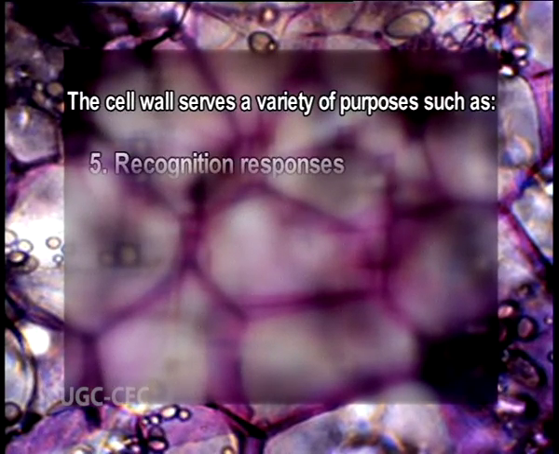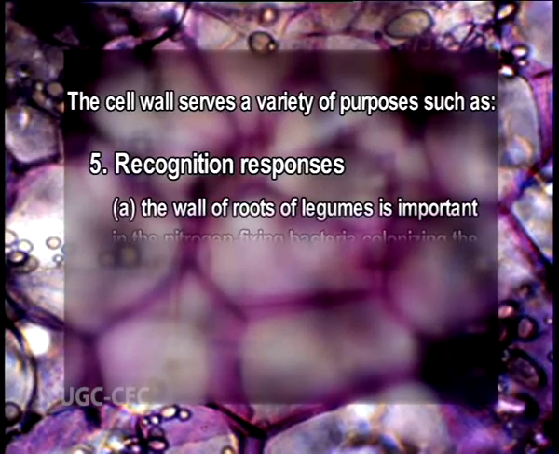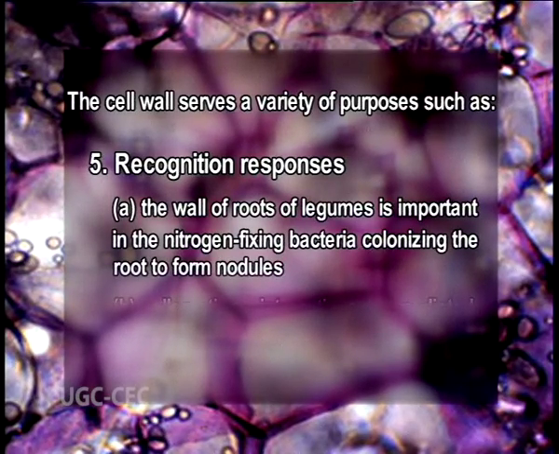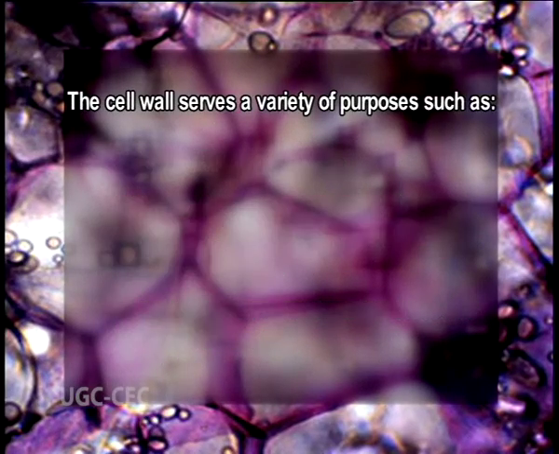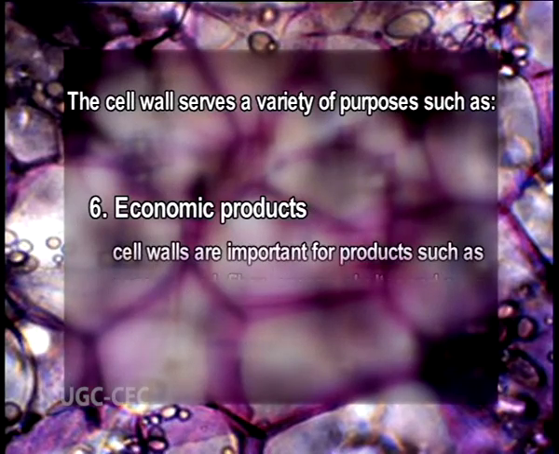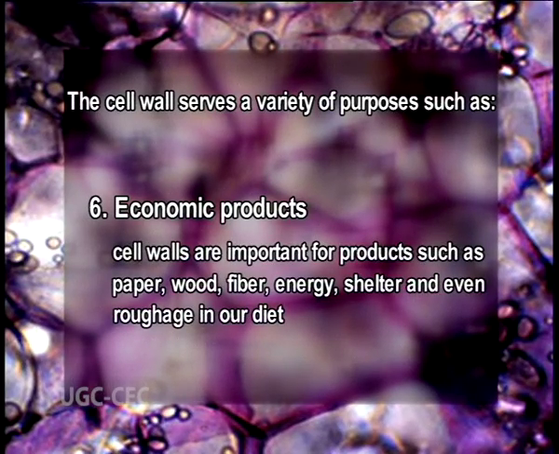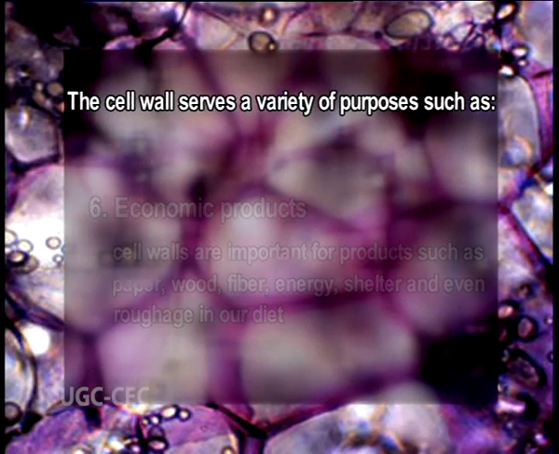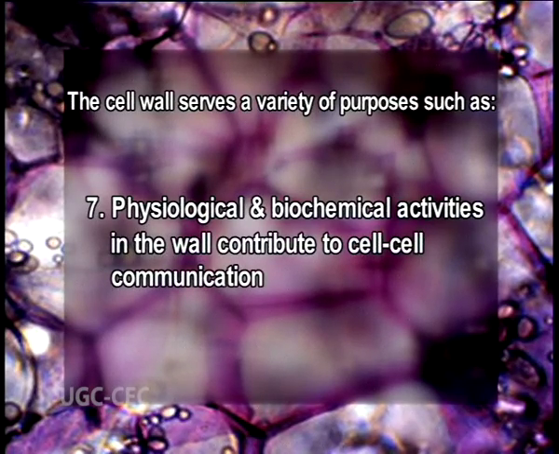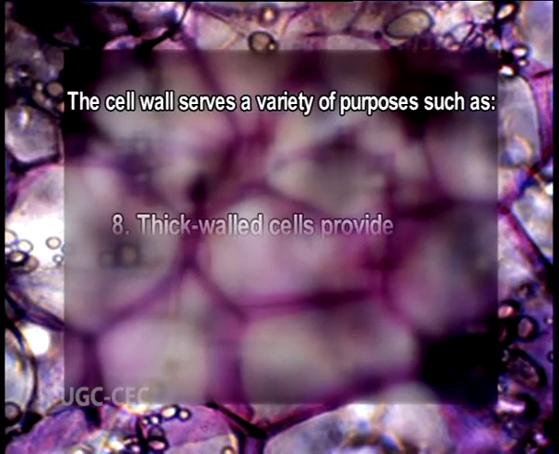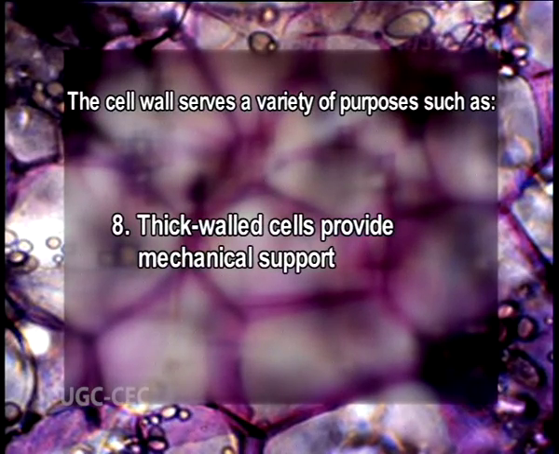Number five, recognition processes. For example, the wall of roots of legumes is important in nitrogen fixing bacteria colonizing the root to form nodules, and pollen-stigma interactions are mediated by wall chemistry. Number six, economic processes. Cell walls are important for products such as paper, wood, fiber, energy, shelter, and even roughage in our diet. Number seven, physiological and biochemical activities in the wall contribute to cell-cell communication. And number eight, thick walled cells provide mechanical support.